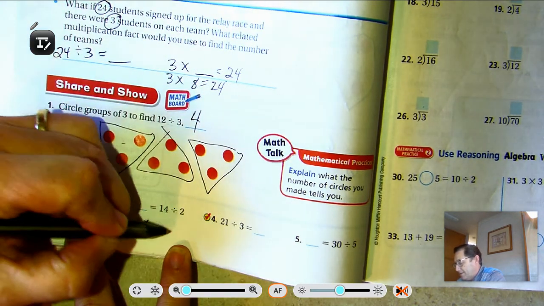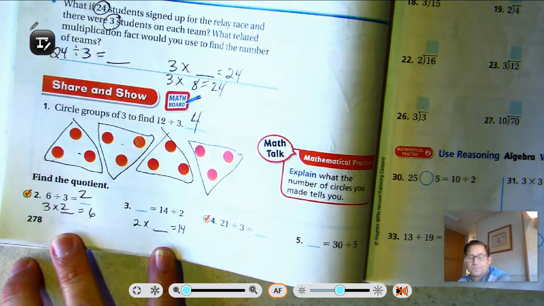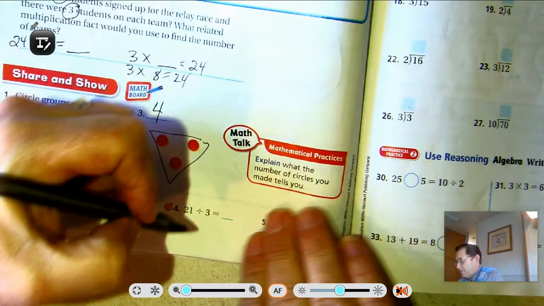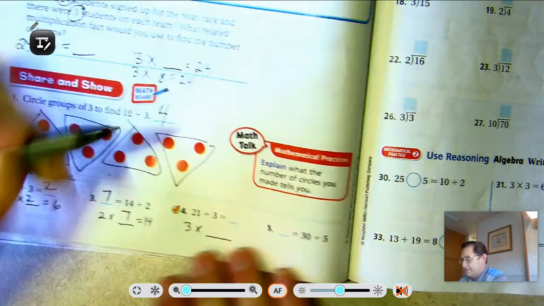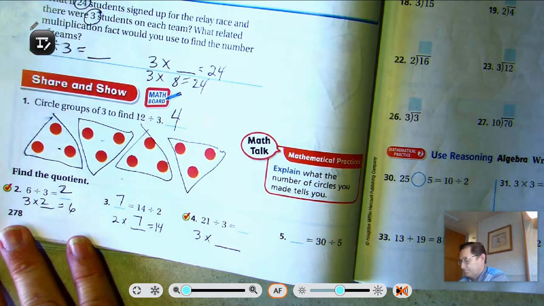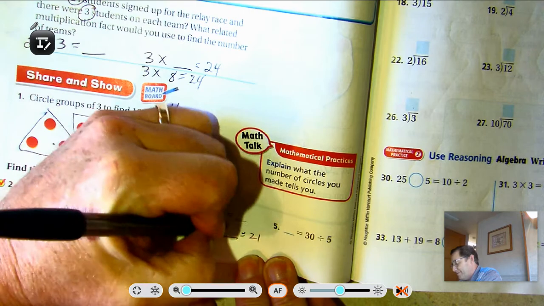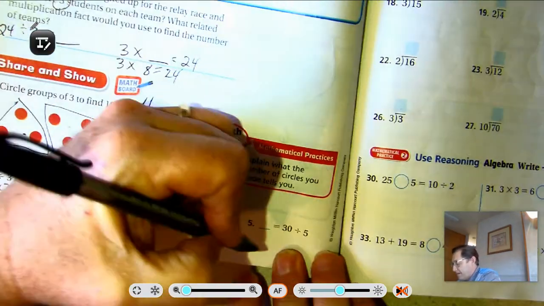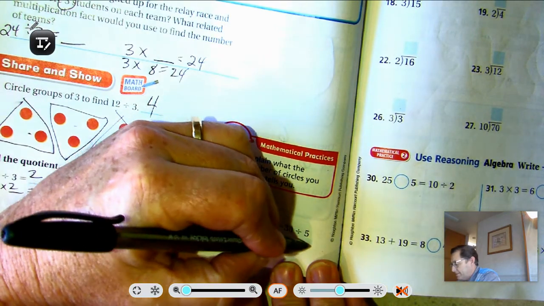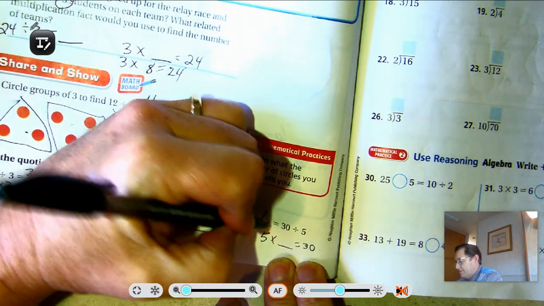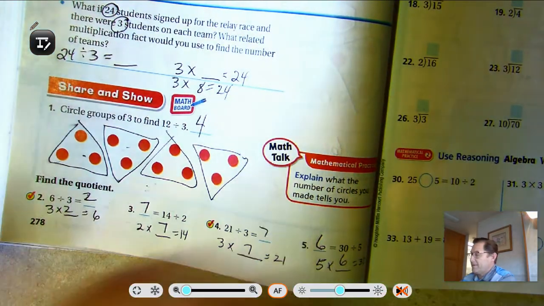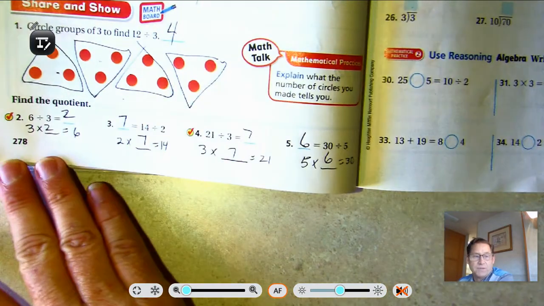14 divided by 2. 2 times what is 14? 7. 21 divided by 3. 3 times what is 21? 7. 30 divided by 5. 5 times what is 30? 6. Okay, so that would be the easiest way to solve it, just use the multiplication fact.